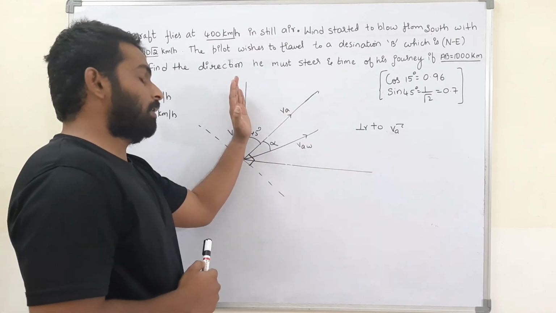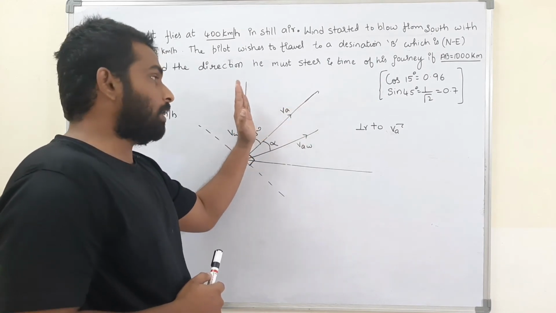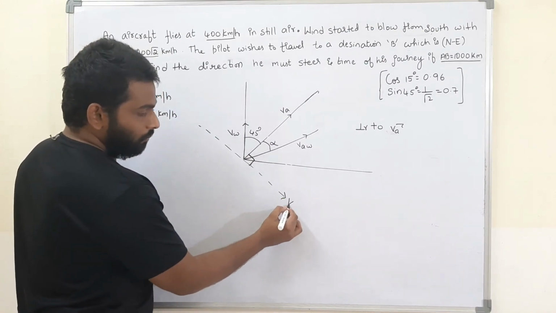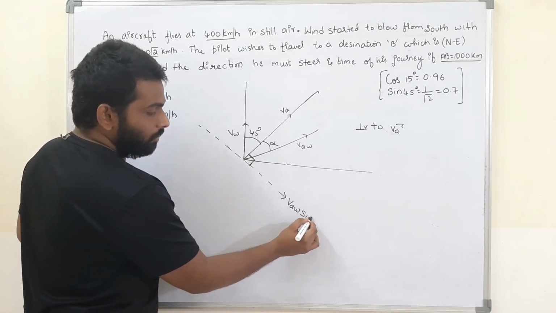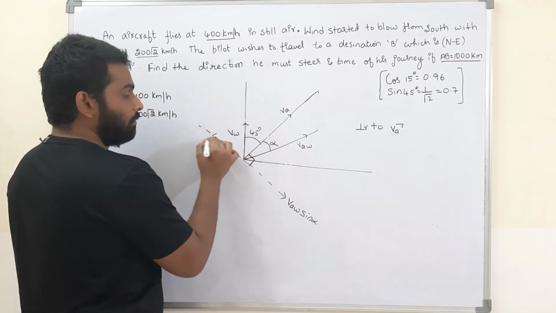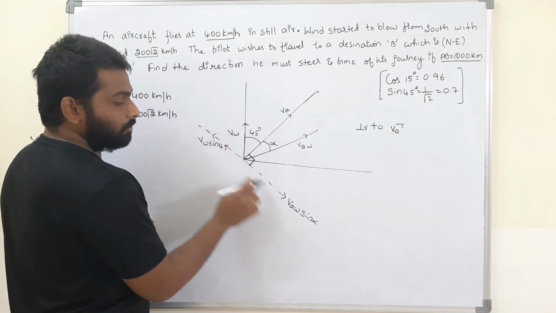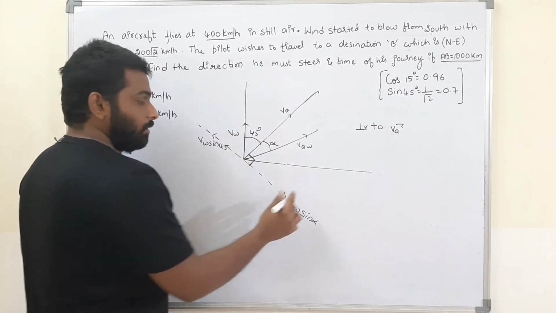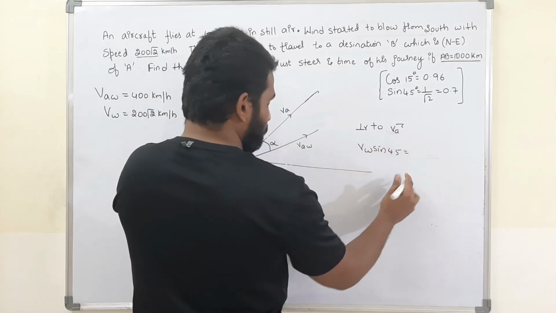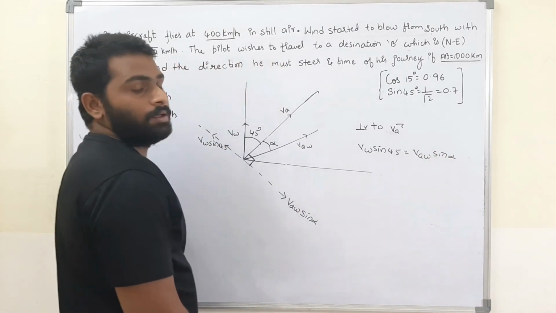Same way VW along VA is VW cos 45, along perpendicular VW sin 45. That means like this: VAW sin alpha, and this vector VW, if I resolve, VW sin 45. Therefore, the sum of these two components must be 0, as we know. Therefore, VW sin 45 must be equal to VAW sin alpha.